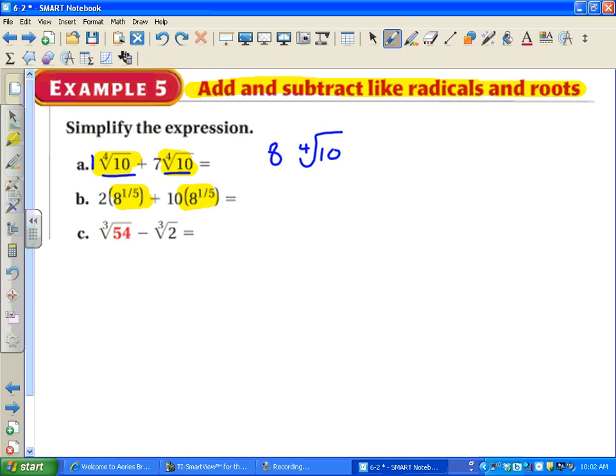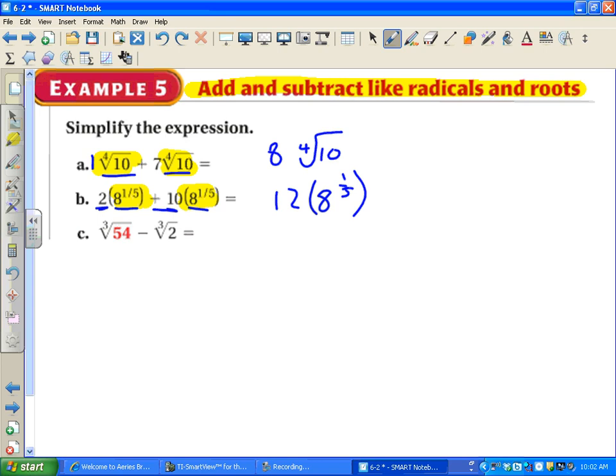Letter B, 2 times the 8 to the 1/5 plus 10 times 8 to the 1/5. The 8 to the 1/5 is the like term. It will stay the same. And you do what it tells you to do. 2 plus 10 is 12. So that will be 12 times the 8th root of 1 to the 5th. Keep the like terms the same and do what it tells you to do.